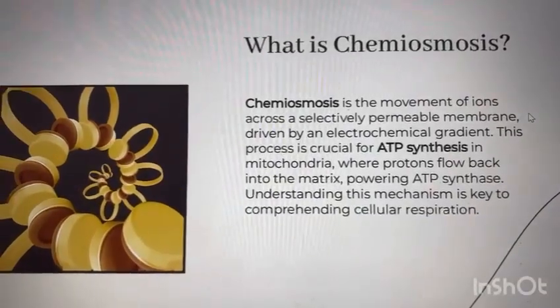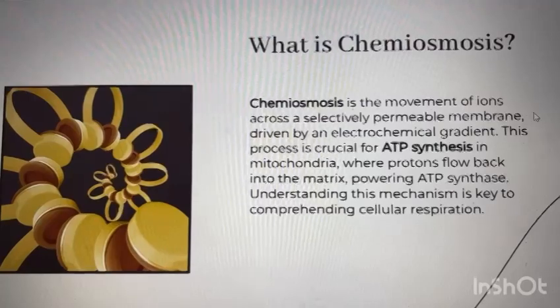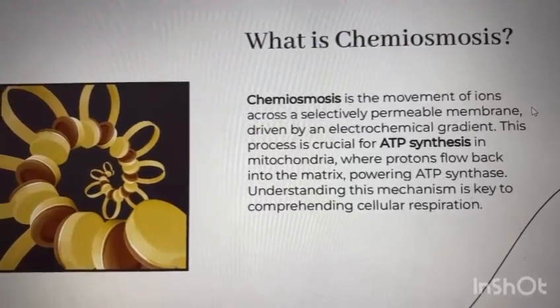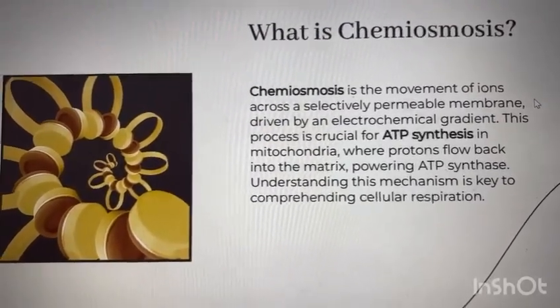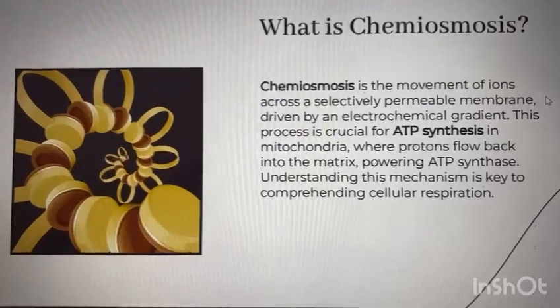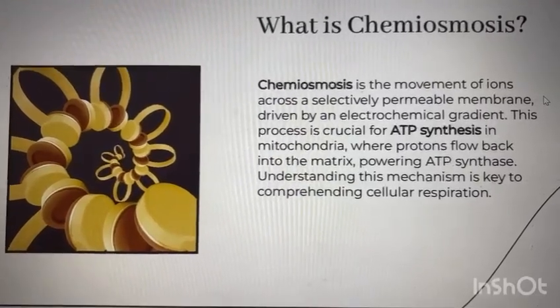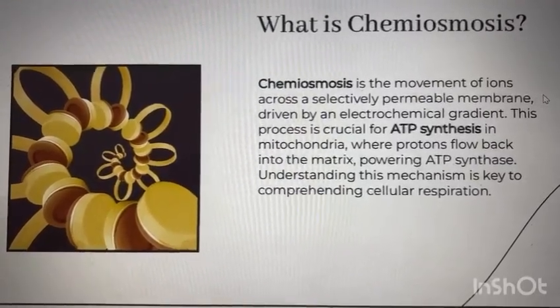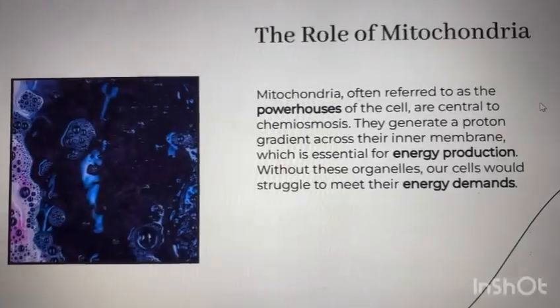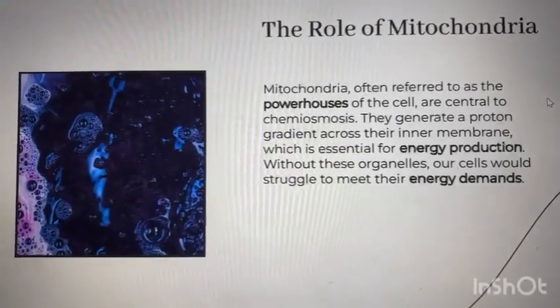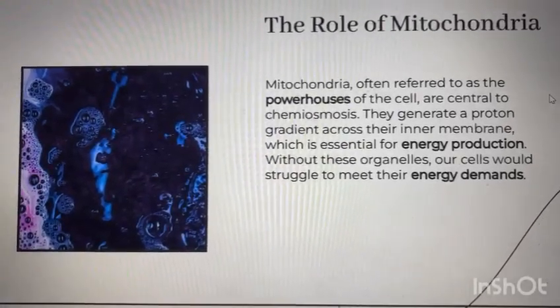So, as you know, what is chemiosmosis? It is the movement of ions across a selectively permeable membrane driven by an electrochemical gradient. This is crucial for ATP synthesis in mitochondria, where protons flow back into the matrix, powering ATP synthesis. As you know, mitochondria are often referred to as the powerhouse of the cell and are central to chemiosmosis.